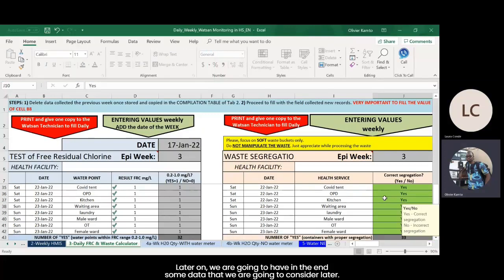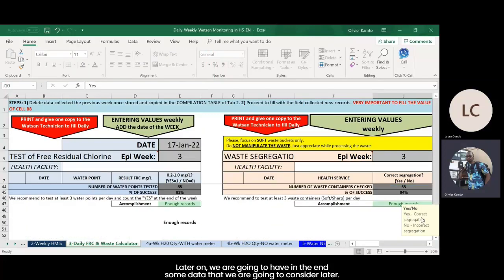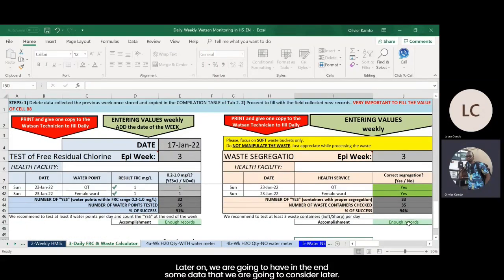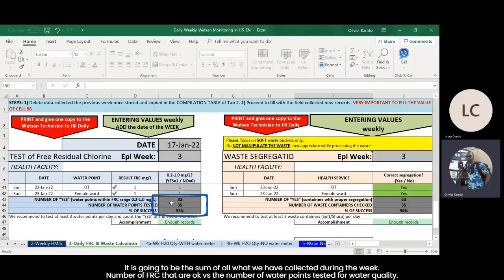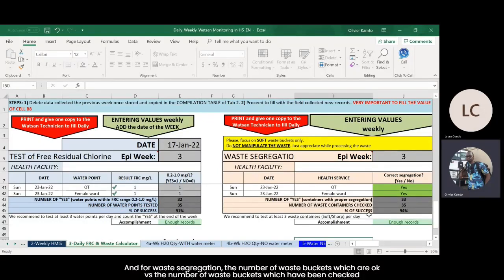Later on, we are going to have in the end some data which we are going to consider a little bit later on. It's going to be the sum of all what we have collected over the week. The number of free residual chlorine points which are okay versus the number of water points tested for water quality, and for waste segregation, the number of waste buckets which are okay versus the number of waste buckets which have been checked. Now, okay.